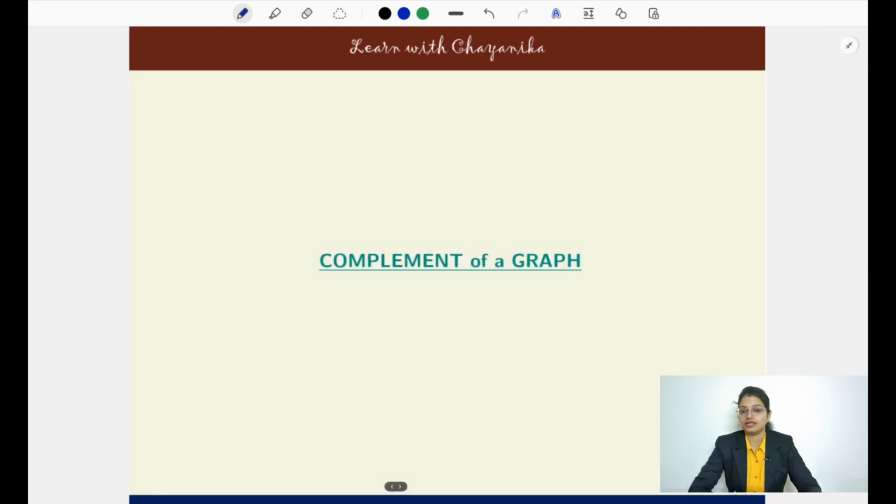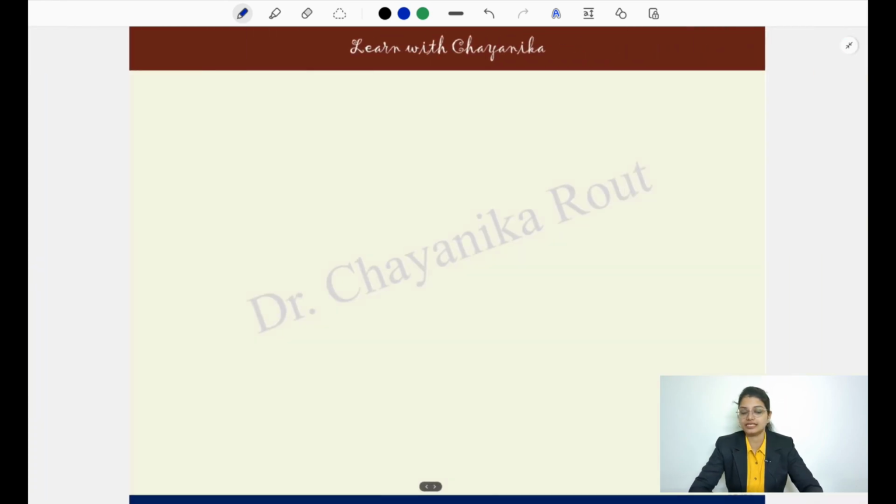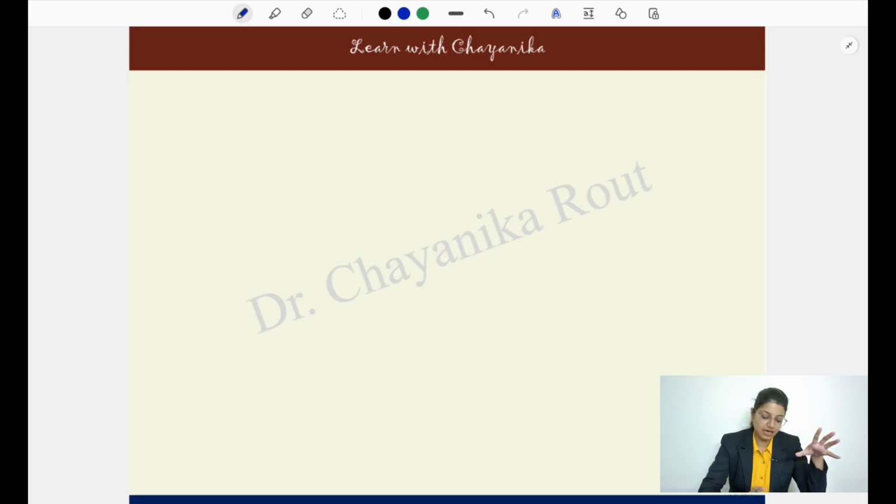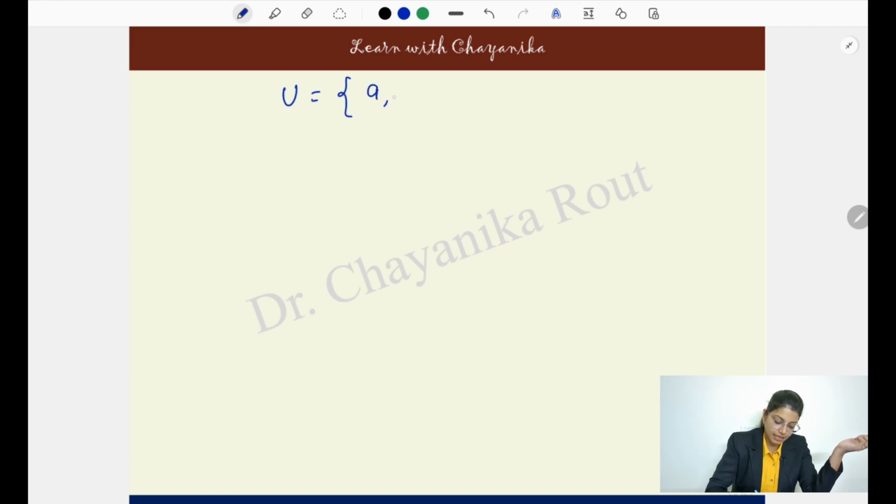Next we move to another important topic, that is complement of a graph. How to determine the complement of any simple graph. Yes, whenever we deal with complement also, we are dealing with simple graphs only, and the complement of a simple graph is also going to be a simple graph. Now if we try to bring a comparison here with complement of a set, then suppose our universal set contains the elements A, B, E, C, G, and S is a set containing the elements A, E, C.